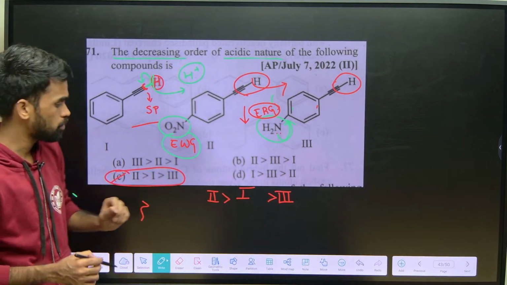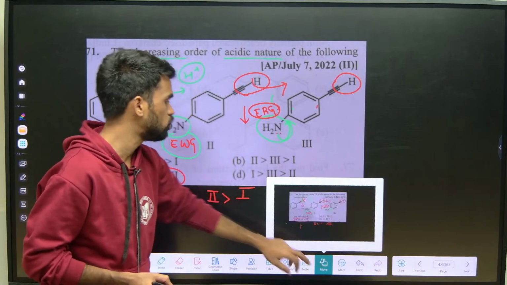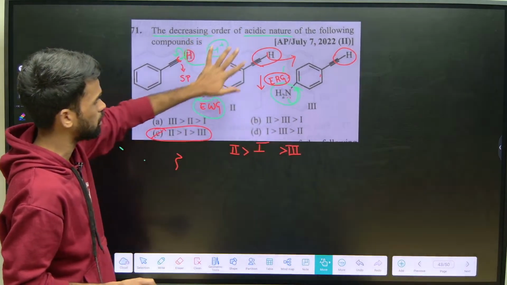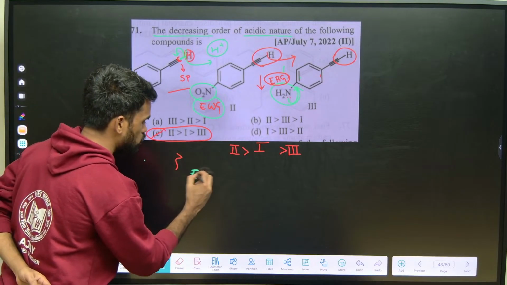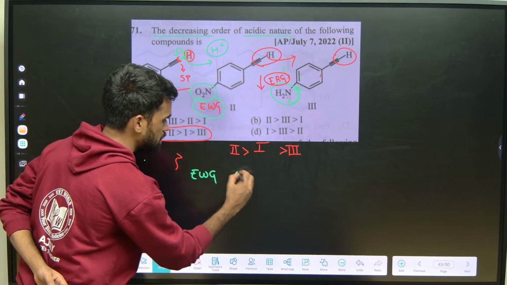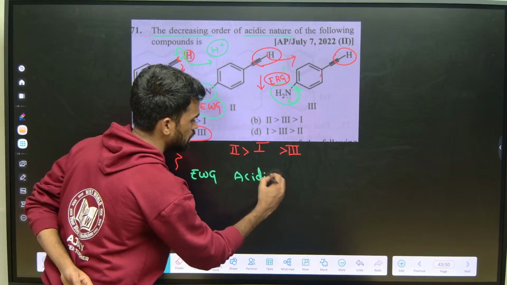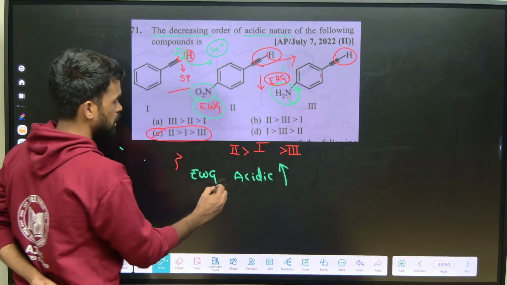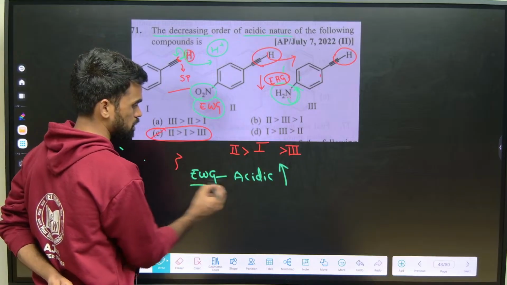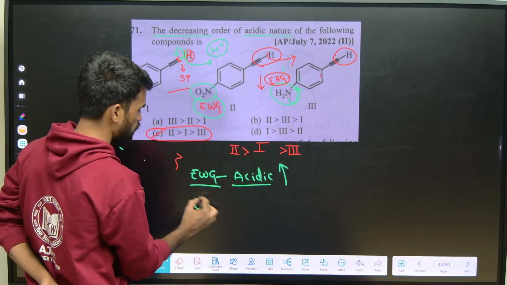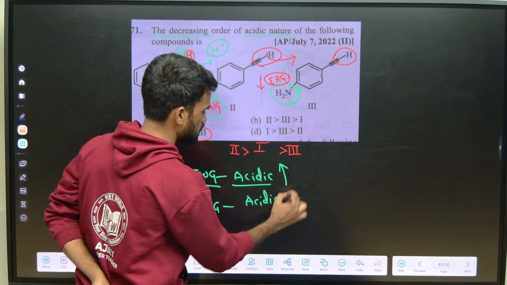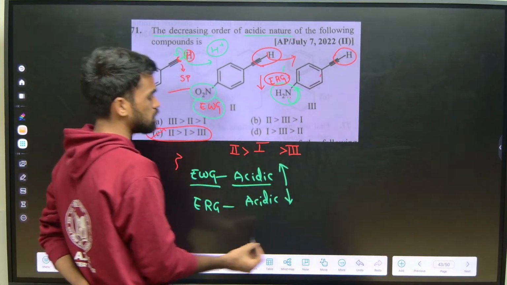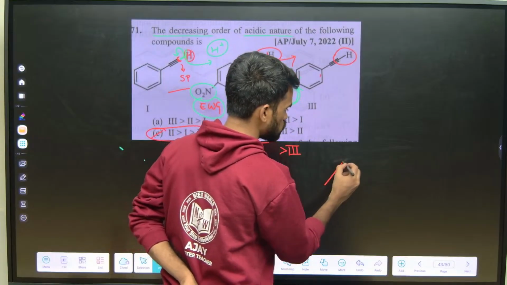Now I will be making one more question for you. Just practice it and tell me, based on the same explanation. What is that explanation I am saying? If an electron withdrawing group is present, the acidic nature of acids increases. If an electron releasing group is present, the acidic nature decreases. Based on this, you just tell me the answer for these two questions.